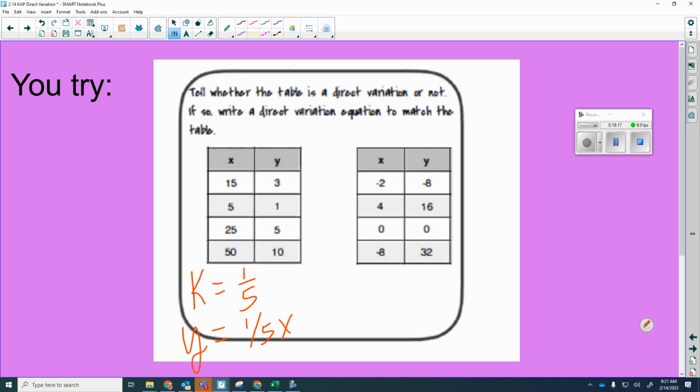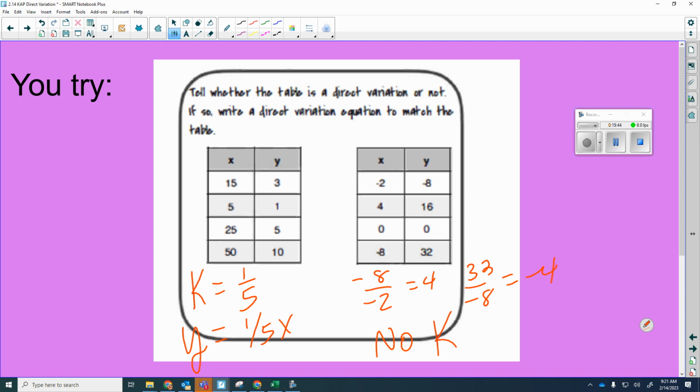What about this one? There was not a direct variation here because -8 over -2 is 4, but 32 over -8 is -4, so there is no direct variation. There is no K, therefore I cannot write it as an equation at this time. Is everybody good so far?